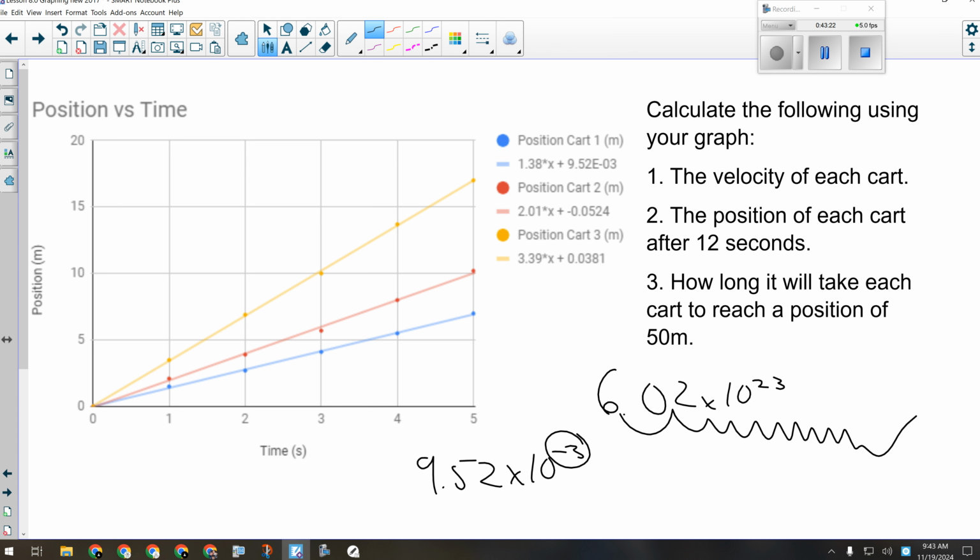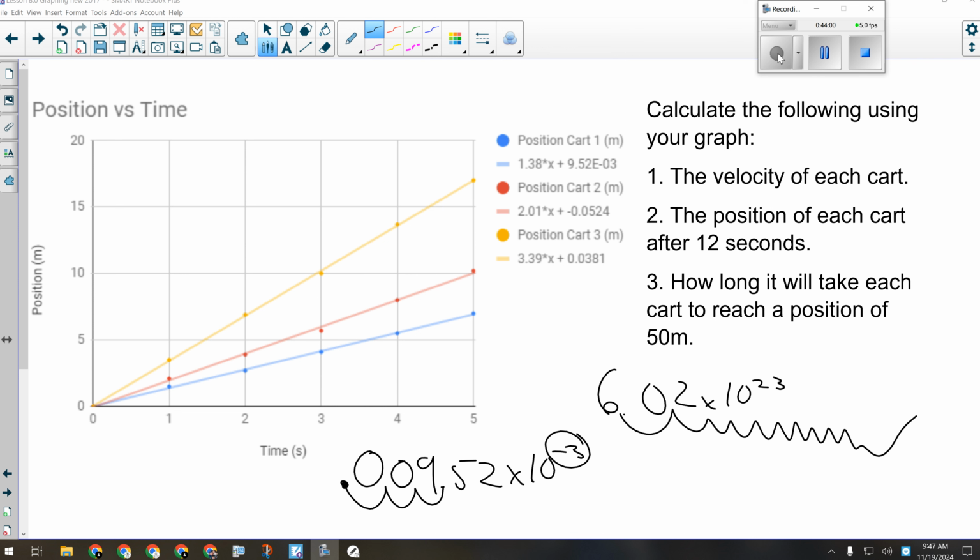If the exponent is negative, it means the number is a decimal. That means I move the decimal this way. So this number is actually 0.00952. That exponent on the 10 basically tells you how many spots to move the decimal, and if it's positive, you move the decimal to the right. If it's negative, you move the decimal to the left. So if something's 10 to the minus something, it's a decimal, a small number. If it's 10 to a positive exponent, then it's a big number. Everybody follow me there?